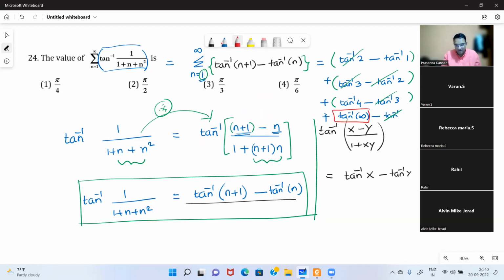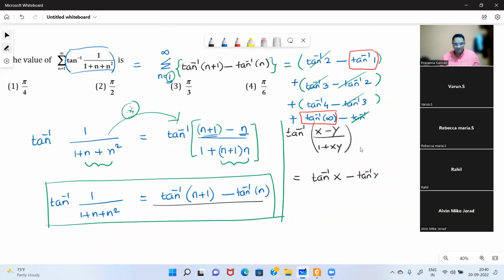Similarly, the first term will remain. What is it? Minus tan inverse 1. Exactly. So only those two terms will remain. All the in-between terms will vanish. Clear?